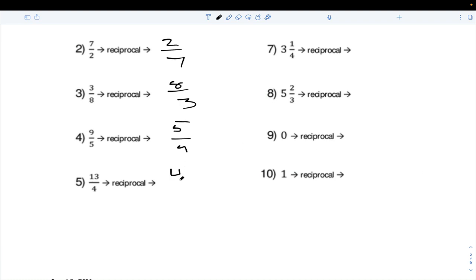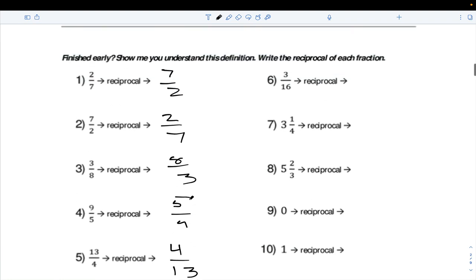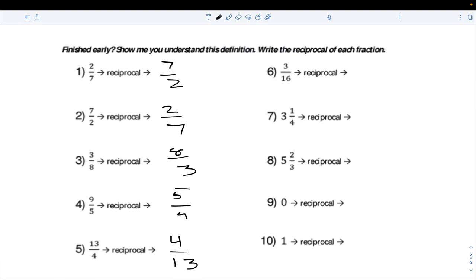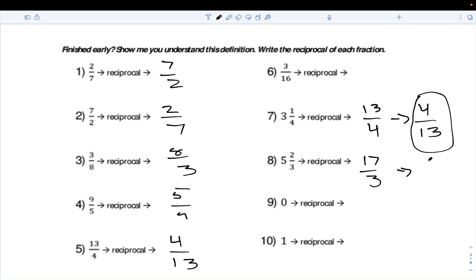Take 30 more seconds to try to finish 6 through 10. When you get to 7, it gets a little bit trickier. I'll give you a hint. 4 times 3 is 12 plus 1 is 13. So 7 would turn into that. Don't just do 3 and 4 over 1. Number 8, you'd need to find the improper. 5 times 3 is 15 plus 2 is 17. 17 over 3 changes to 3/17.